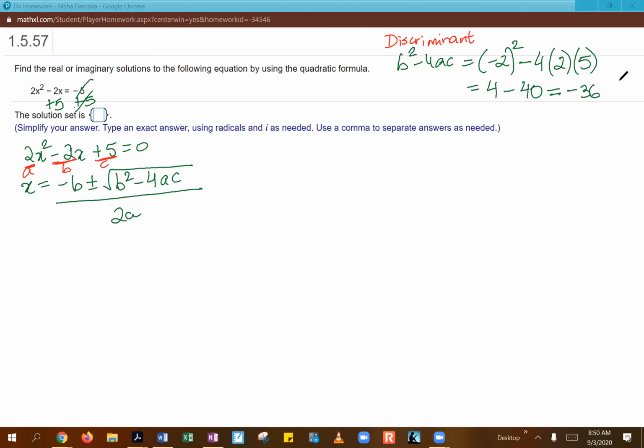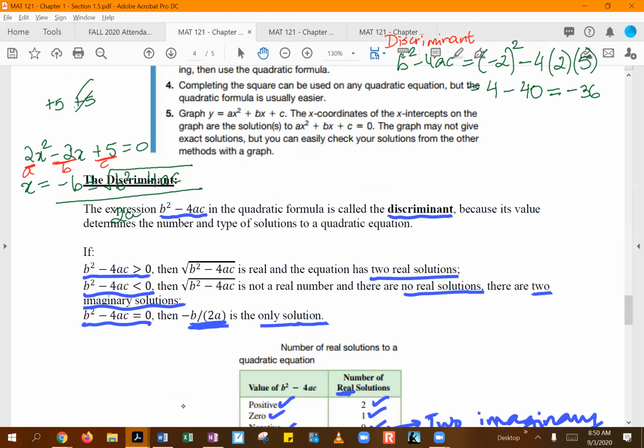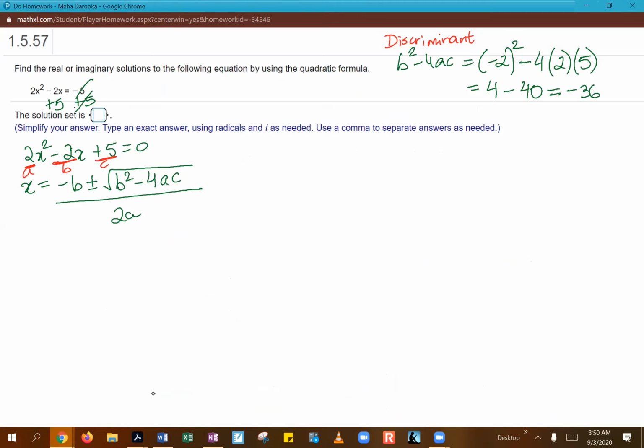So remember, they told us if you have a negative answer for the discriminant, we end up getting two imaginary solutions. So this was that second case we talked about. Since we are coming up with -36, of course, that means we are going to have two imaginary solutions for this equation.